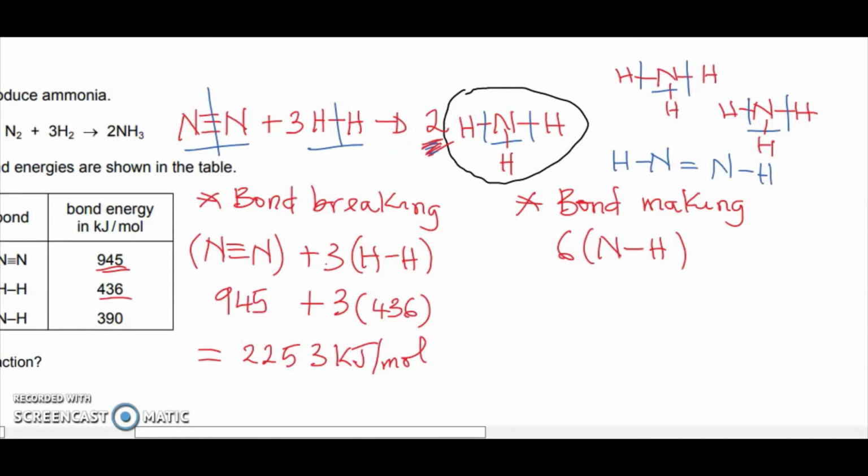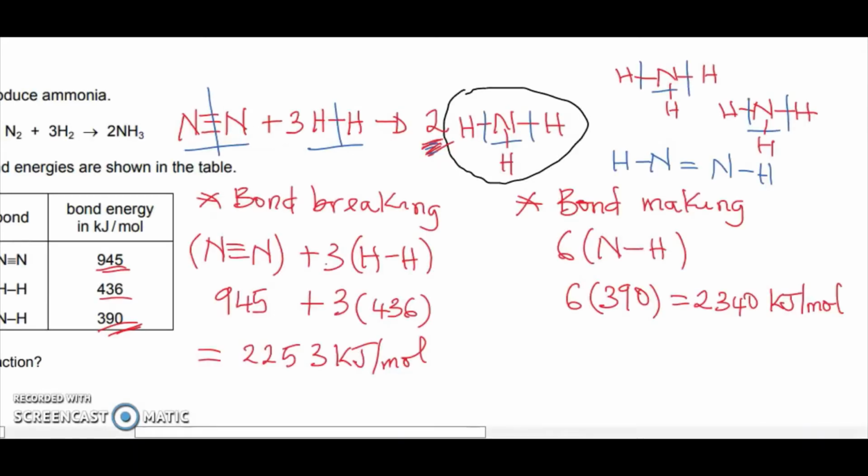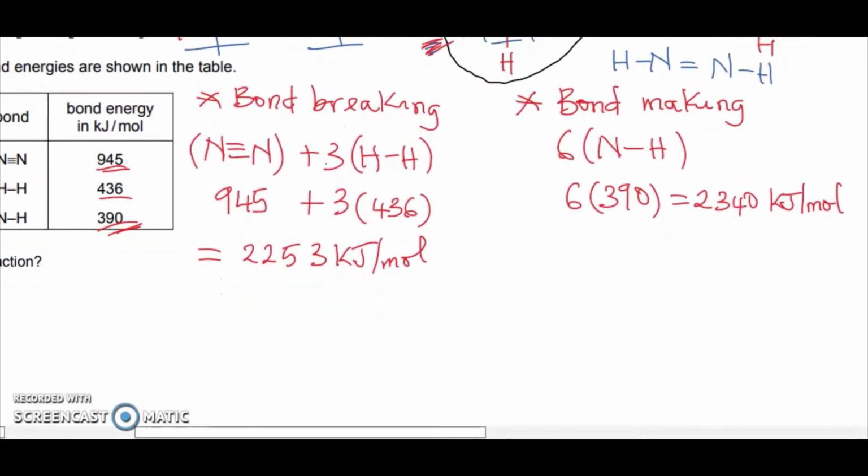Okay, so let's insert the values and see what we get. Here we have 6 multiplied by 390 from the table. That is the value, and that gives us 2340 kilojoule per mole. Now, we go back to our formula. Our formula states that we should take the total energy for bond breaking minus the total energy for bond making. So we have our total energy for bond breaking and bond making.